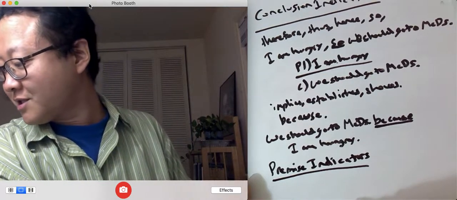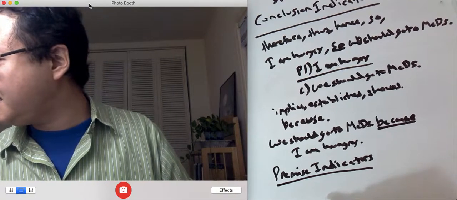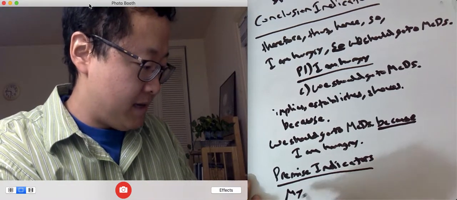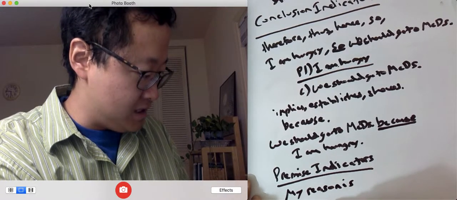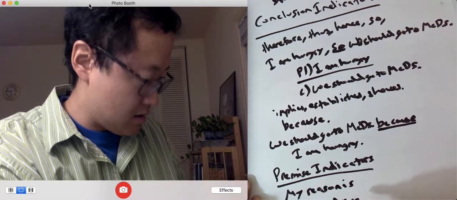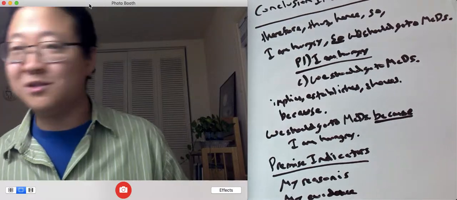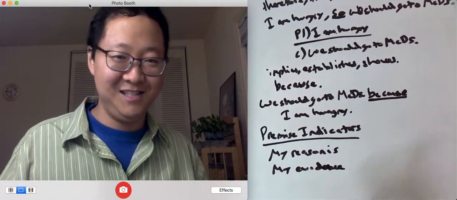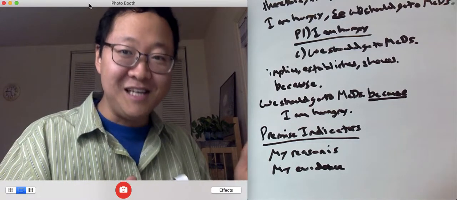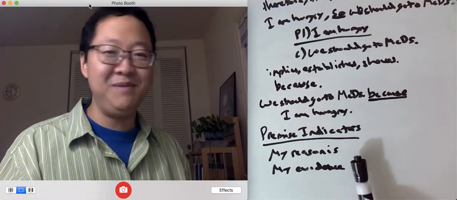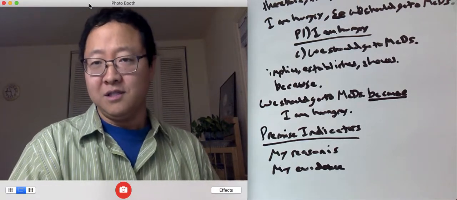Okay? So, yeah. Next, there's also what are called premise indicators. And these are words like, let's see, these are all on page 18. Yeah, 18, like my reason is, or my evidence is, and they also use this is so because. Okay, sorry about that. And when somebody says, my reason is blah, that means they're going to be giving their evidence.